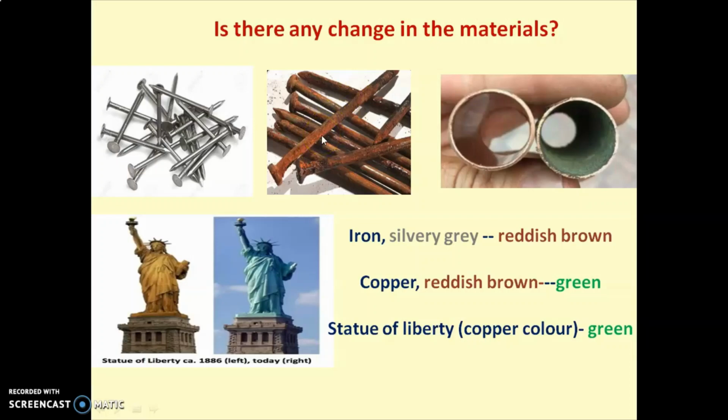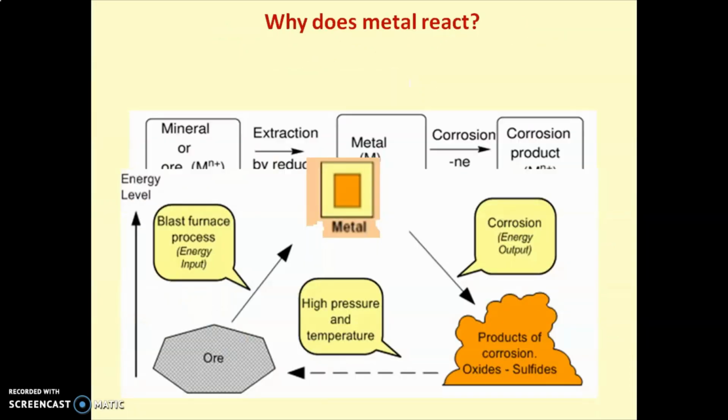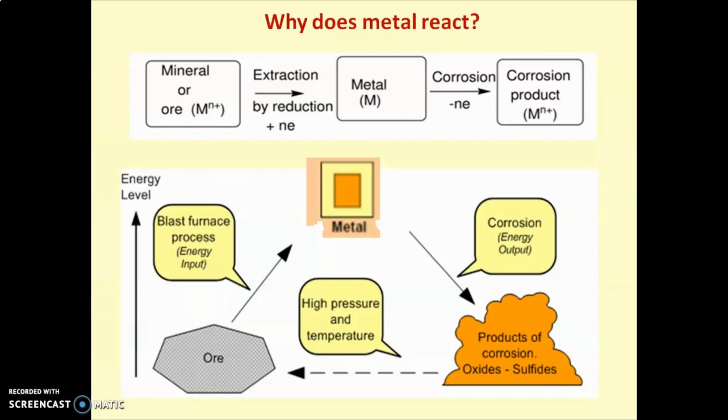Now the question is why the metal reacts and gives this corrosion product. Let us go into the next slide. Now here, how do we get the pure metal? Have a look here. So here, mineral or ore, we mine it from the underground. The process is the extraction process. We get the metal. Then the pure metal undergoes corrosion and gives the corrosion product.